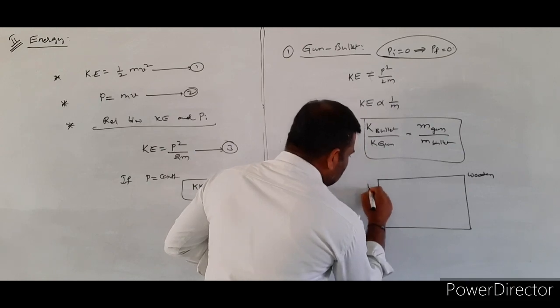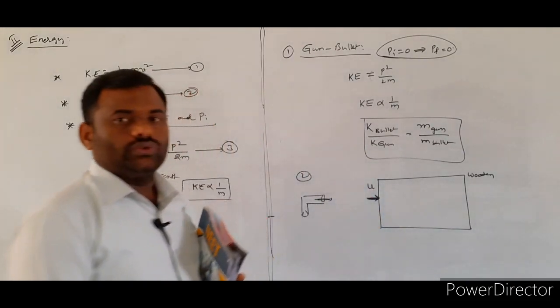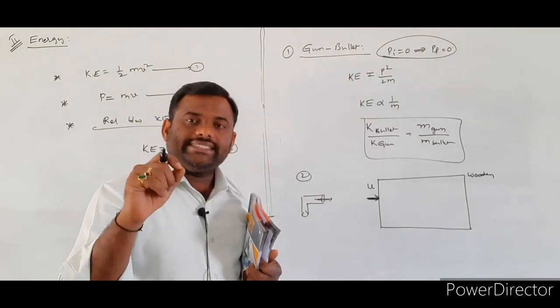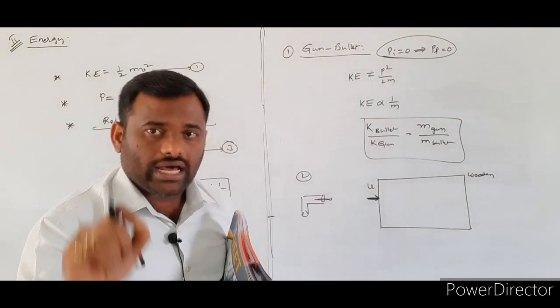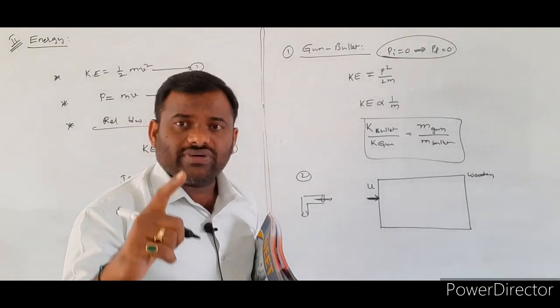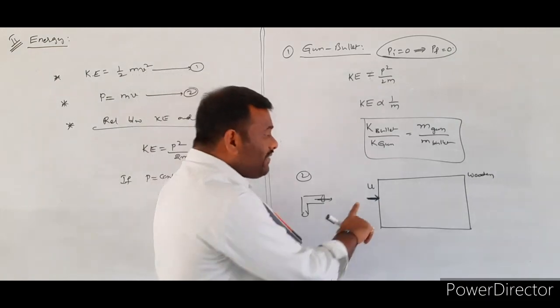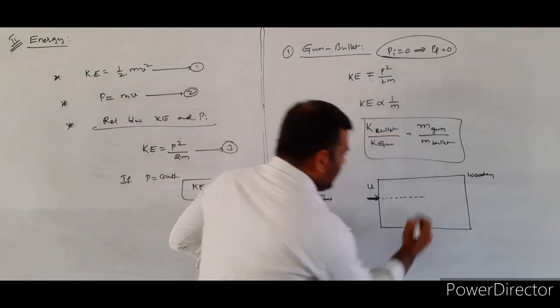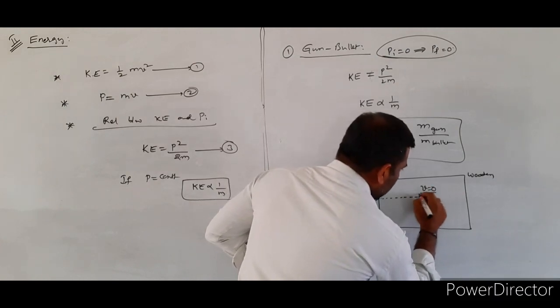While the bullet is reaching the target, its initial velocity is equal to u. What is the u here? The initial velocity of the bullet just before entering into the target. So whenever it enters into the target, it will travel some distance and finally come to the state of rest.